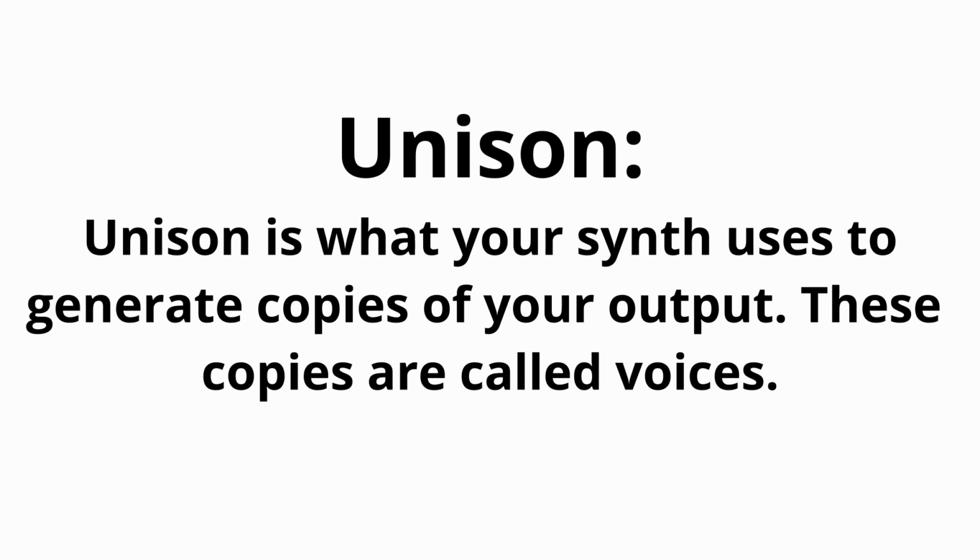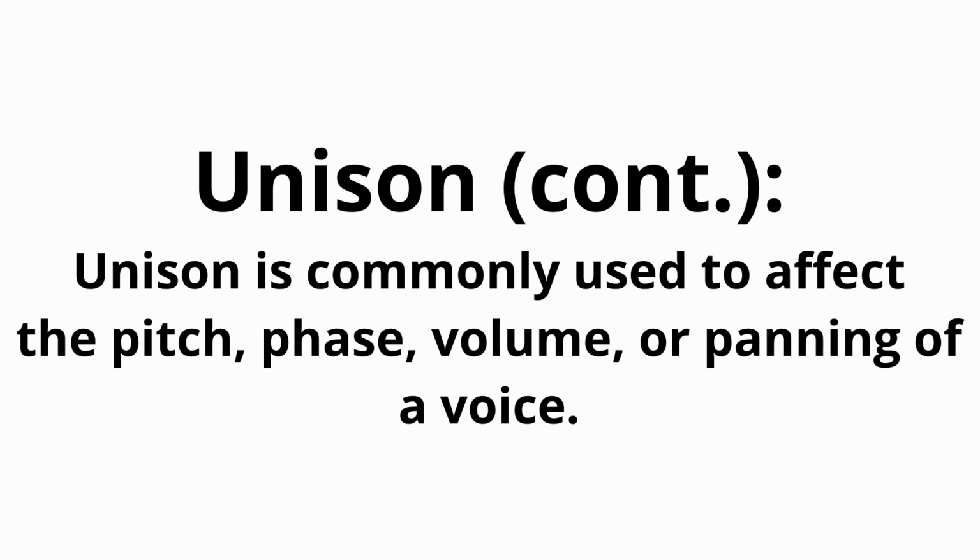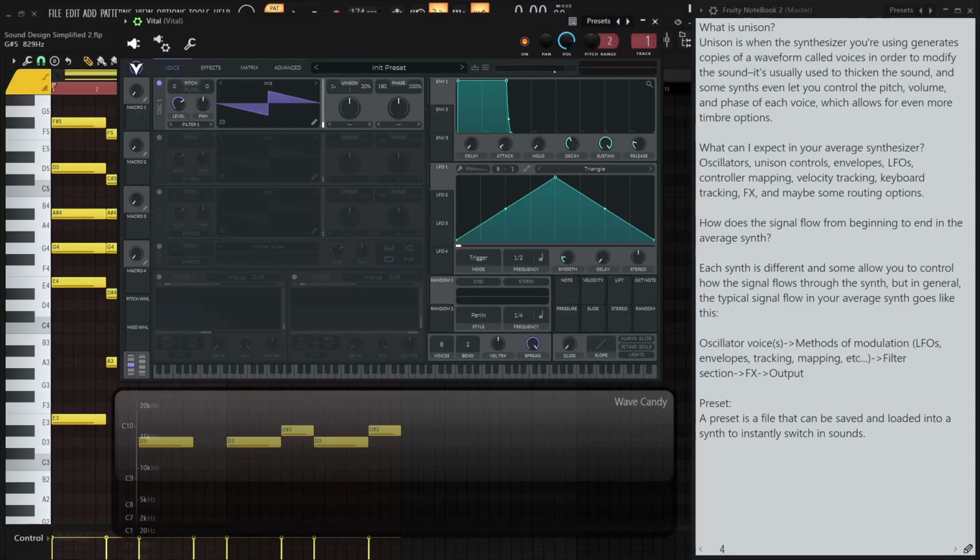Unison is what your synth uses to generate copies of your output. These copies are called voices. Unison is commonly used to affect the pitch, phase, volume, or panning of a voice. I'm just going to add unison to the saw wave and explain what's happening as I do it. So first, here's what it sounds like.